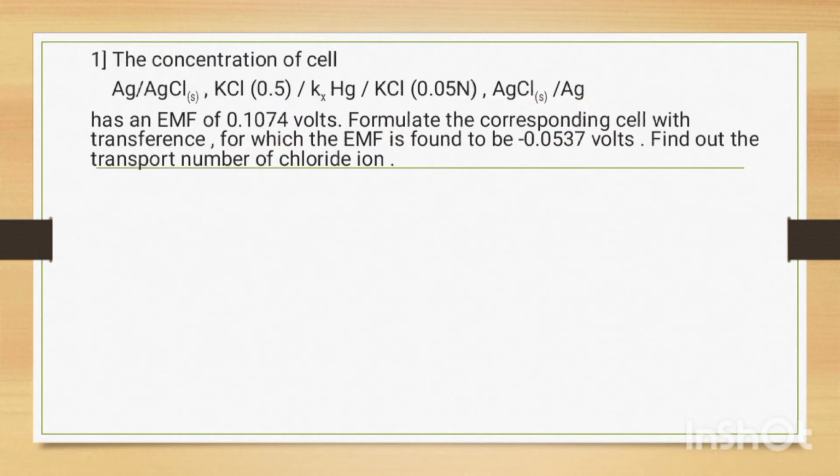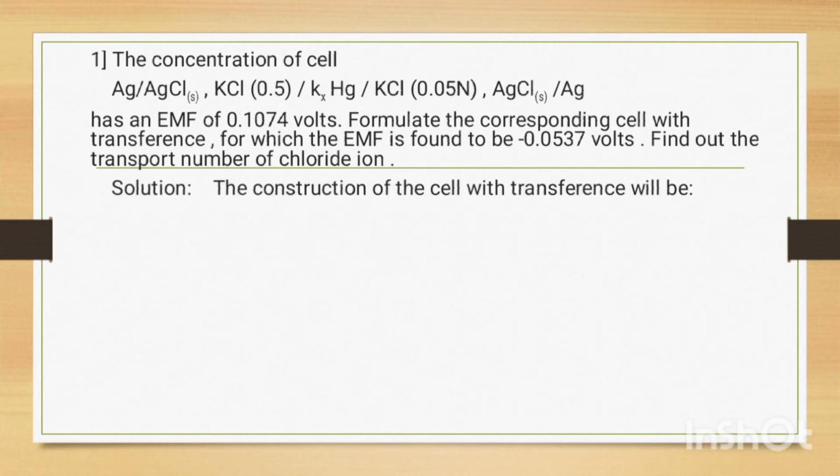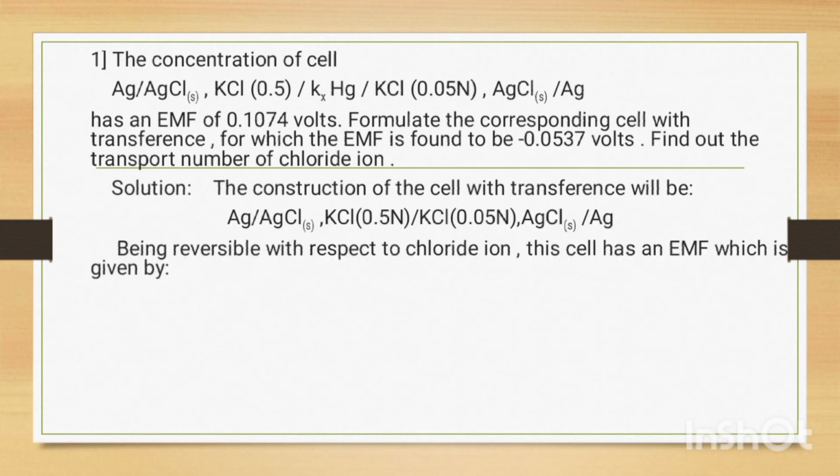Now coming to the problems. The concentration cell has an EMF of 0.1074 volts. Formulate the corresponding cell with transference for which the EMF is found to be minus 0.0537 volts. Find out the transport number of chloride ion. A solution for this is the concentration. The construction of the cell with transference will be, being reversible with respect to chloride ion.